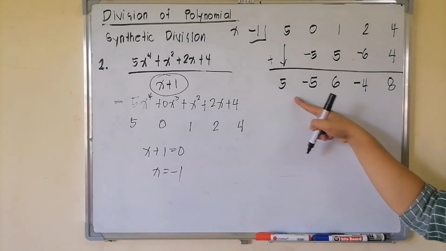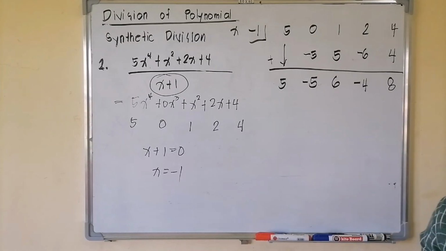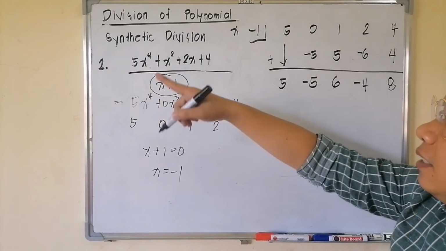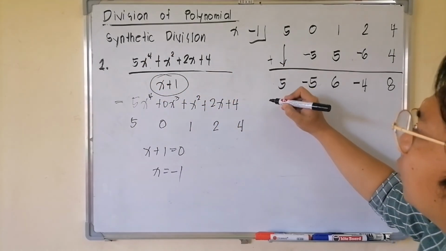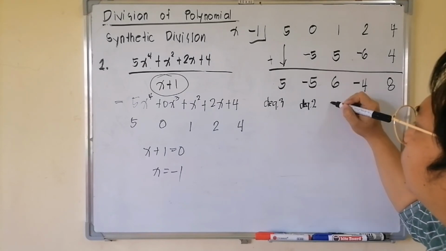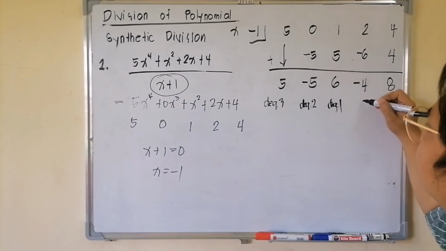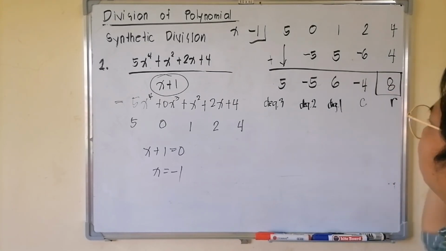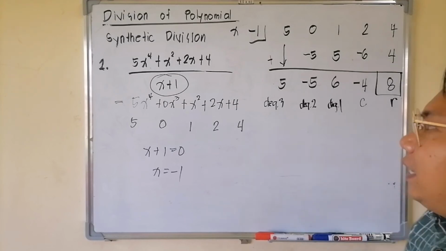Again, these are the numerical coefficients of your quotient, and your quotient should be 1 less than the degree. Our degree here is 4, therefore this is now the degree of 3, this is the degree of 2, this is the degree of 1, this is your constant, and this is your remainder. The last number here is your remainder.